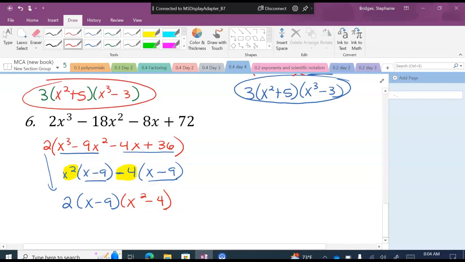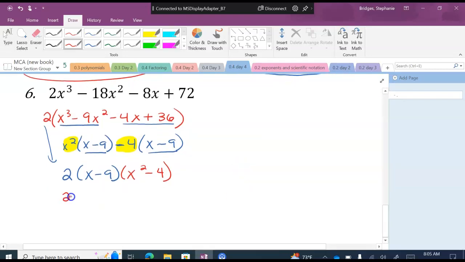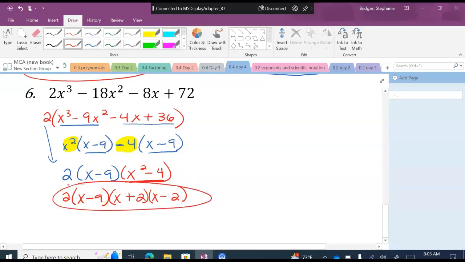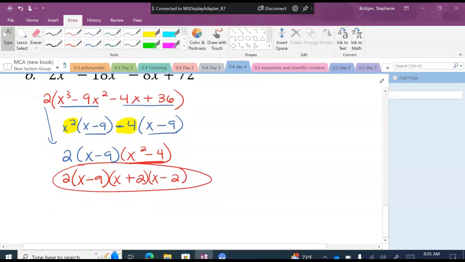Am I finished? Which one can still continue to factor? X squared minus 4. Everything else is going to stay the same and just come down. The 2 and the x minus 9. And to break up this x squared minus 4, I'm going to split up my parentheses. I take the square root of x squared and put that in the front. Okay. I take the square root of 4 and put that in the back. And then I do 1 plus and I do 1 minus. Is everybody okay with that?